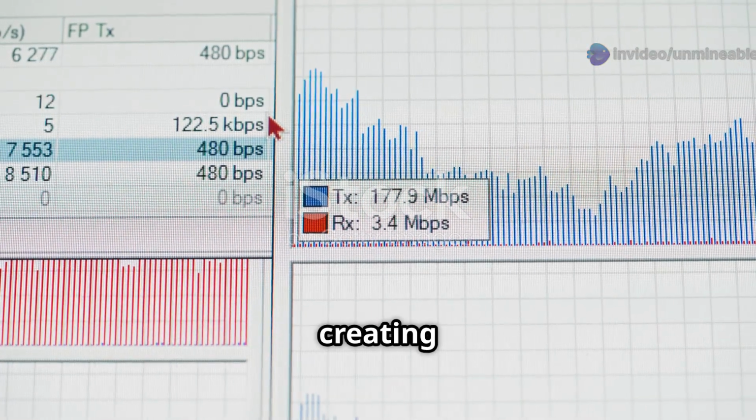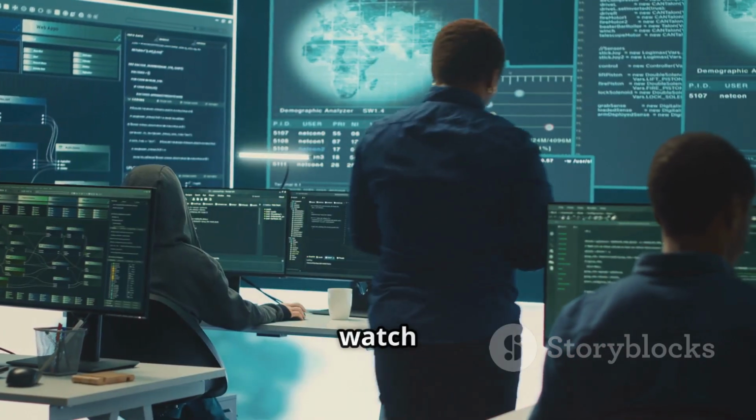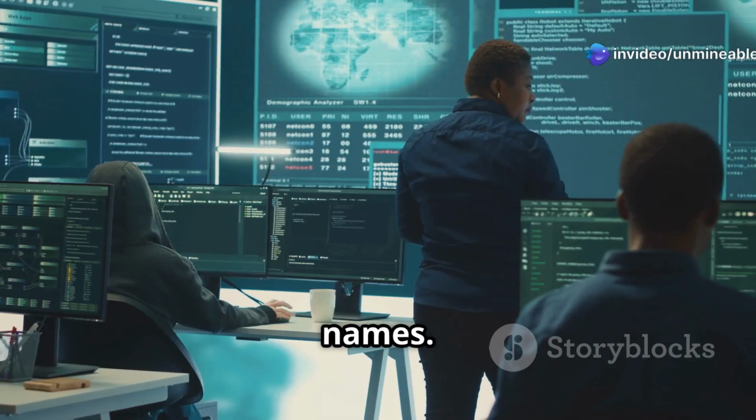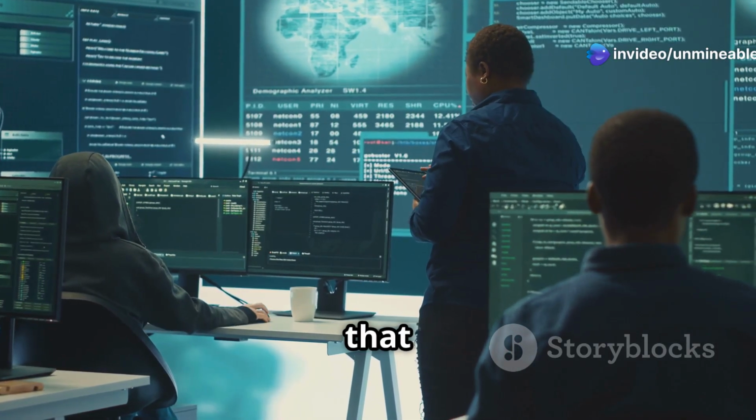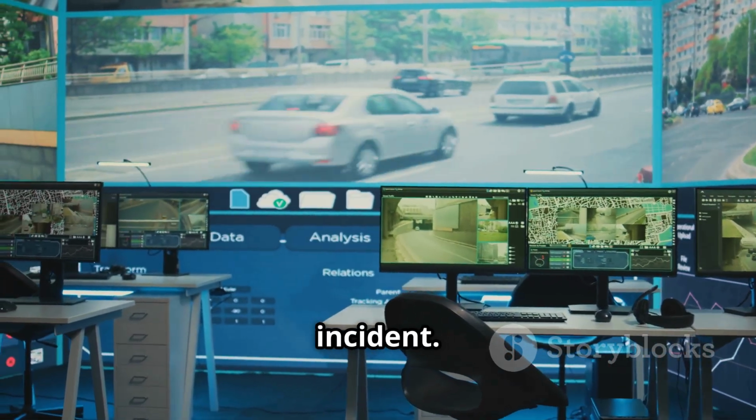After collecting and creating a baseline of process to named pipe relationships, security professionals can watch for new events compared to the baseline. Known malicious named pipe names: if the threat actor does not change the default name of the named pipes that now generate large amounts of traffic, this could be a symptom of a cyber incident.